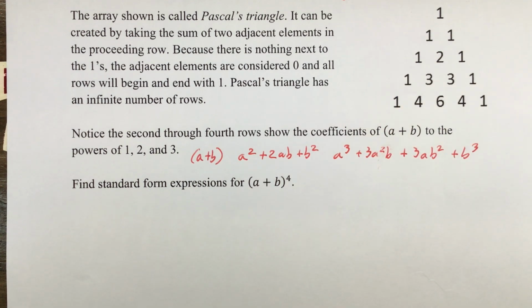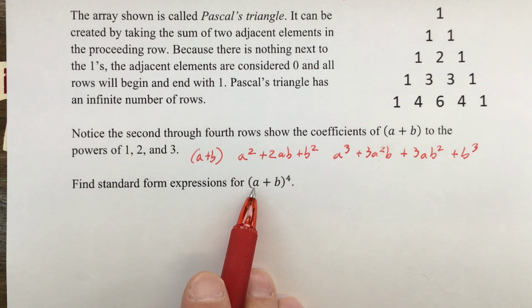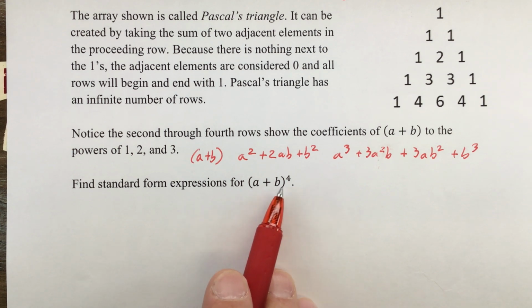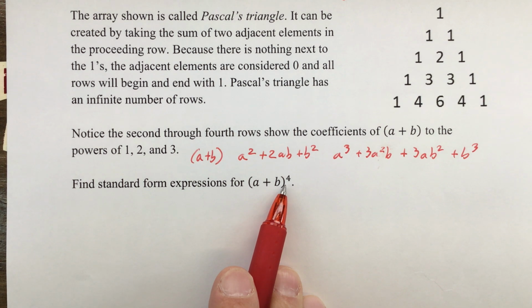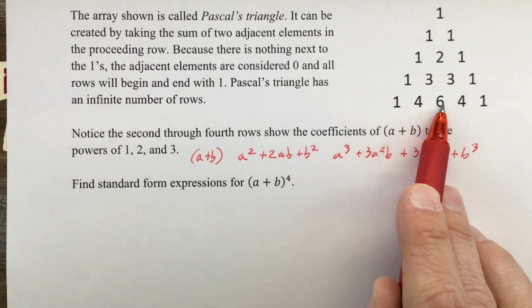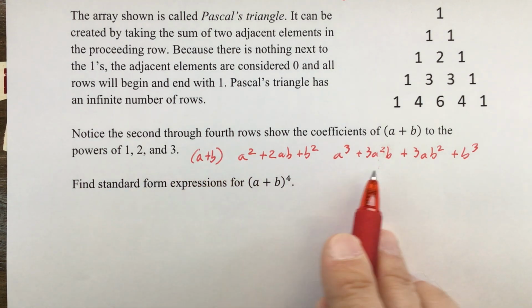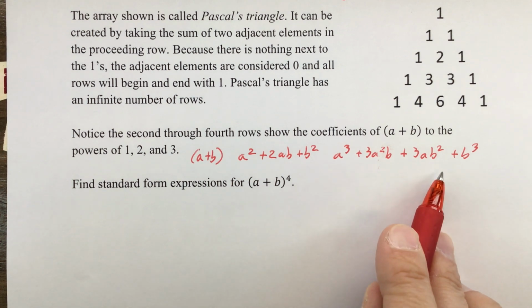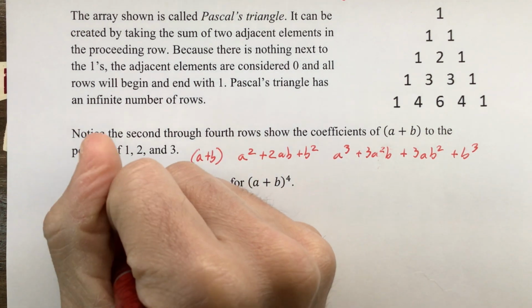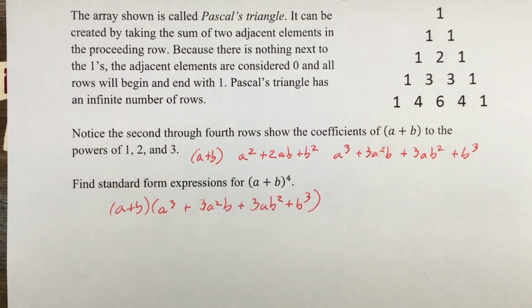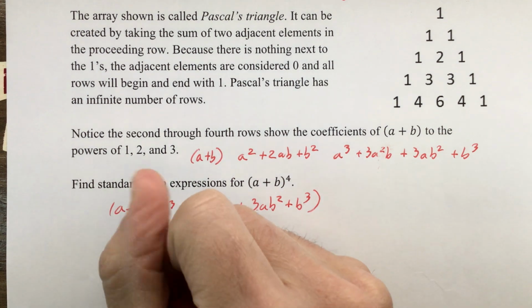So as a prediction, if we were to figure out, and we are going to in a moment here, a plus b to the fourth power, we should get the coefficients 1, 4, 6, 4, 1. So let's check that out. I'm going to start with taking a plus b and multiplying it by a plus b to the third power, which will save some time here. Okay, let's double check everything looks good. It does.